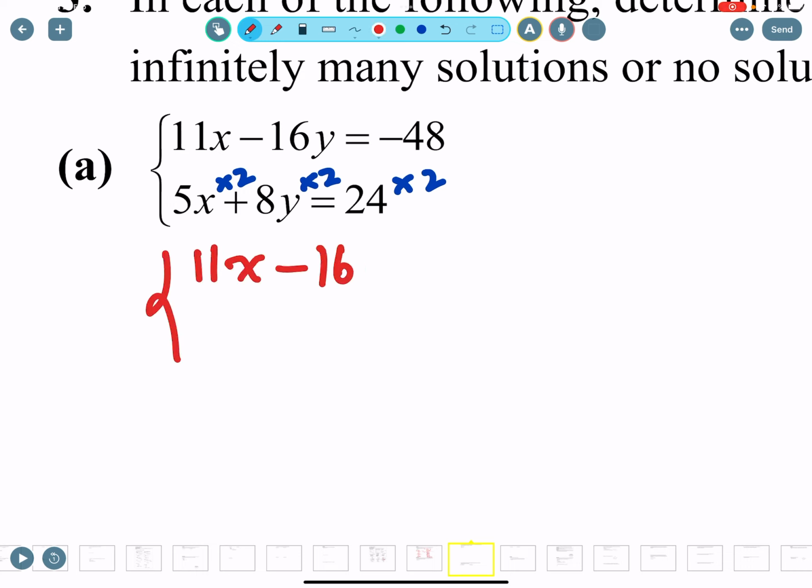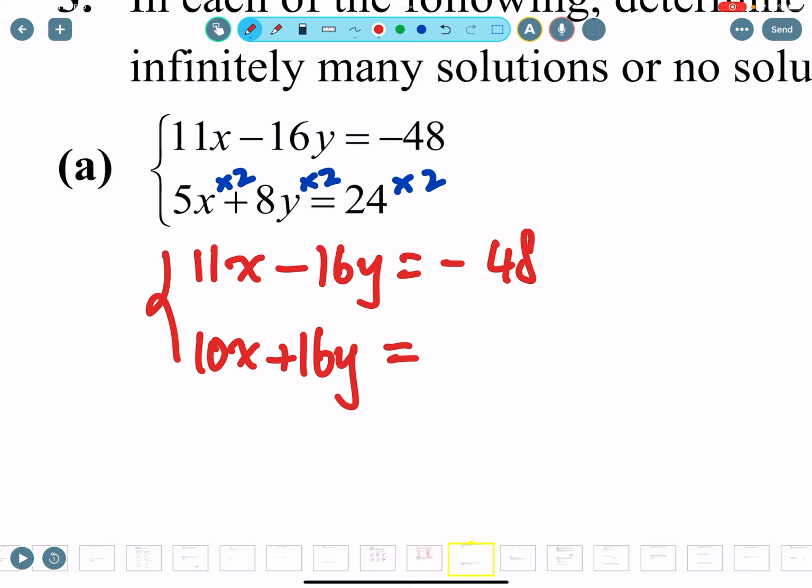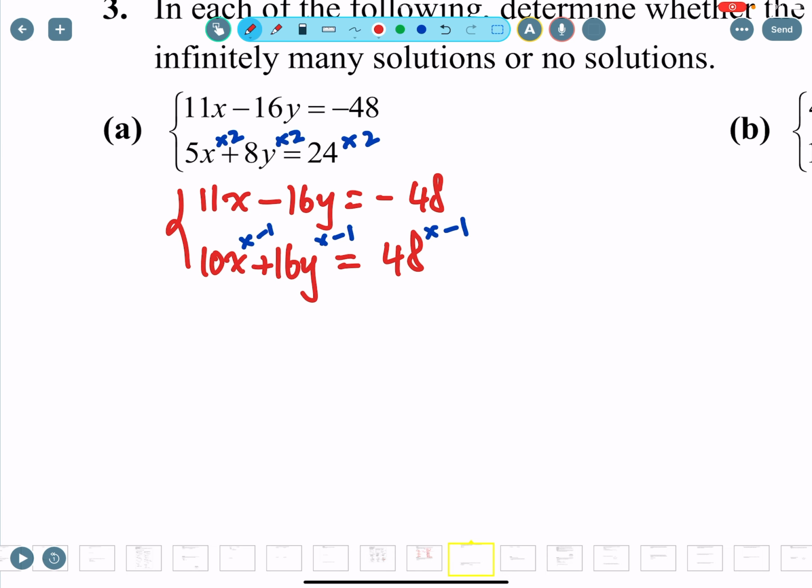11x minus 16y equals negative 48. Then this will be 10x plus 16y equals 48. Now, the difference between the first equation and the second equation is the negatives. So what I'm gonna do is multiply by negative 1. So basically I'm just gonna change the sign for all of them. If you change one of the signs, you gotta change all the signs of the others.